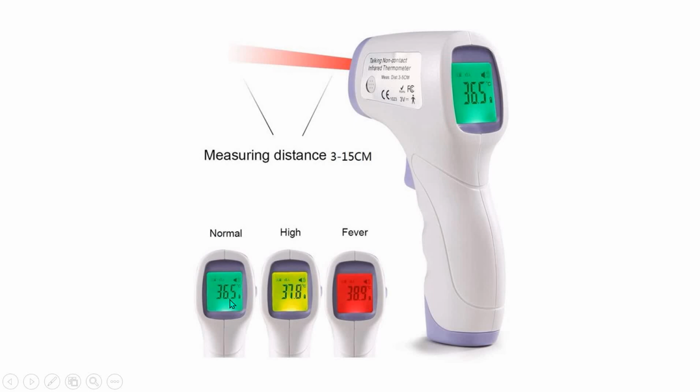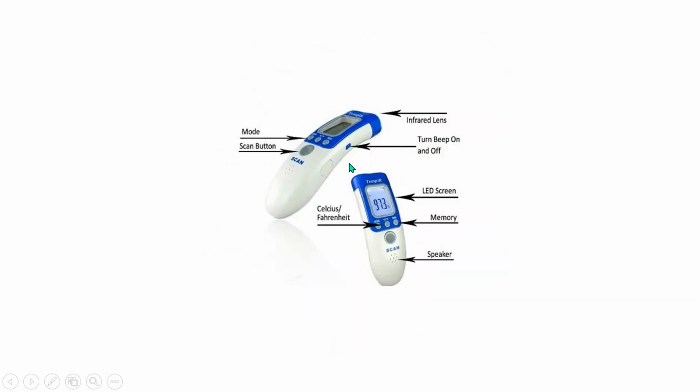That is, 36.5 is normal, 37.8 is high and 38.9 is fever. The temperature of the body can be measured from a distance of 3 to 15 centimeters, and this is another type of thermometer. Okay, thank you.